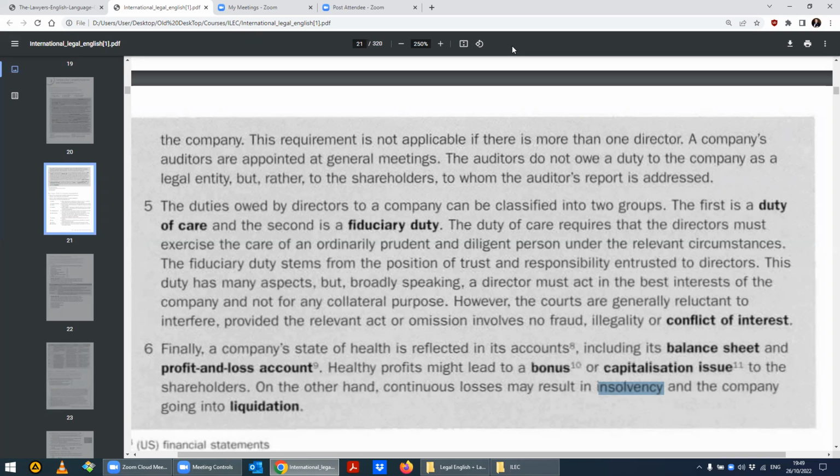A human being or a company can be made bankrupt. That is, all their assets can be taken, sold to raise cash, and the cash given to the creditors, the people to whom the company owes money. That's bankruptcy. And we call this process liquidation. We turn the assets into liquid cash.